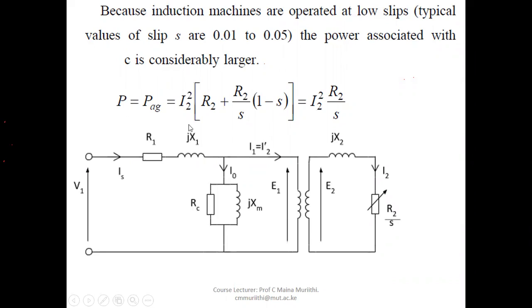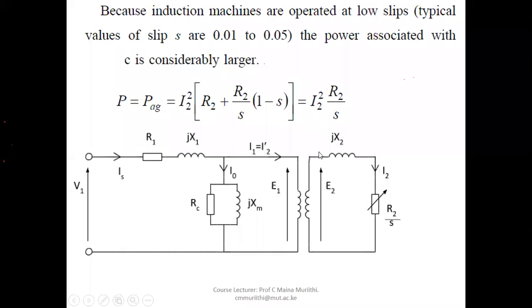So in terms of the total equation now, PAG, the air gap power, can also be expanded in this format. When it's expanded in this format, the first portion represents the power loss, and the second portion represents the power that is actually going to be developed. So far, this is the model we have.